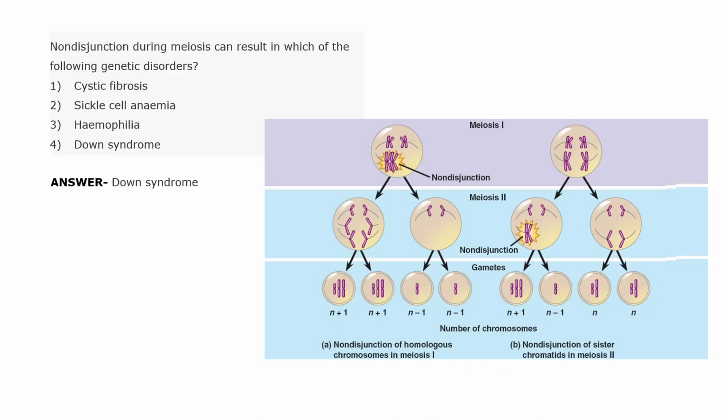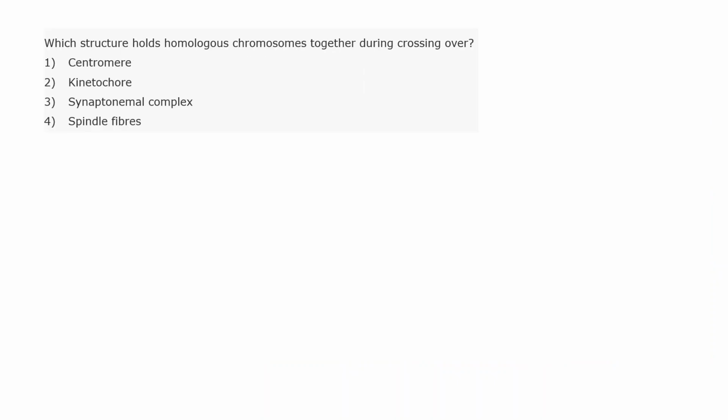Okay, so I think it is clear, right? So I will just move on to the next question then. Coming on to this question: which structure holds the homologous chromosomes together during crossing over? Centromere, kinetochore, synaptonemal complex, and spindle fiber. Which may be the answer? Okay, option number 3 I am getting. Any other option?